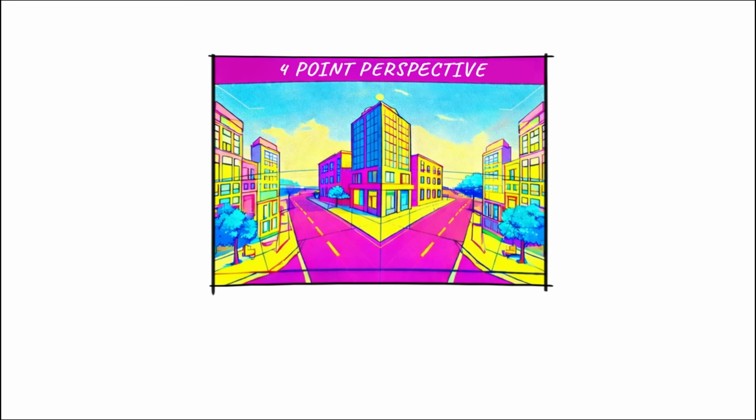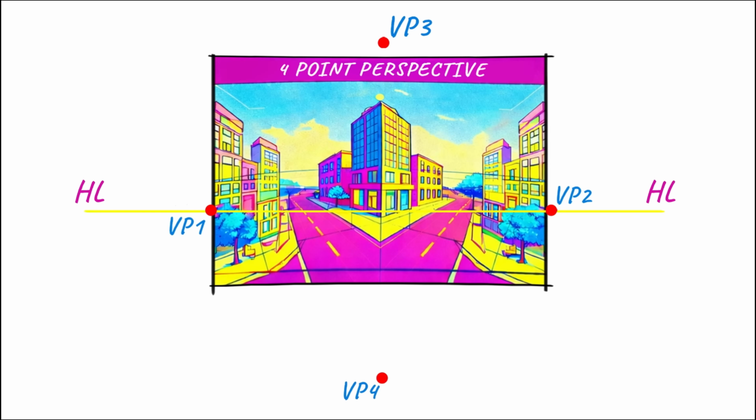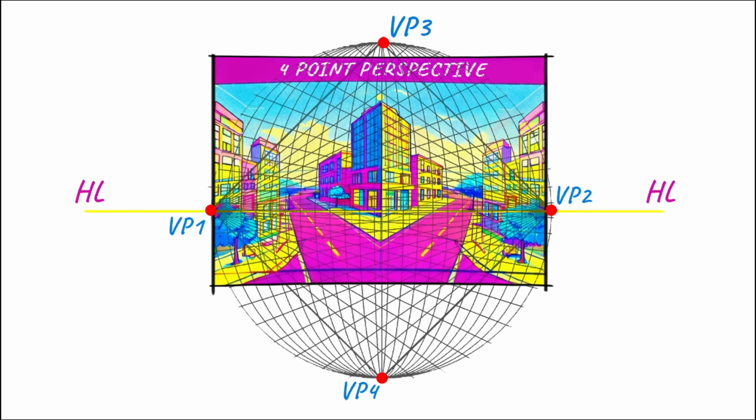Four-point perspective, also known as multiple-point perspective, is a technique that takes into account more than one set of vanishing points. It is commonly used in architectural drawings and urban landscapes where the viewpoint is highly distorted, resulting in a more fragmented and intricate representation of space.